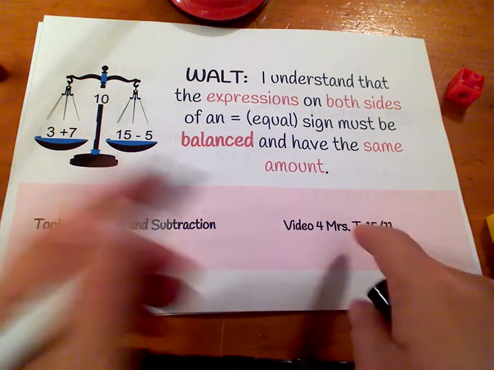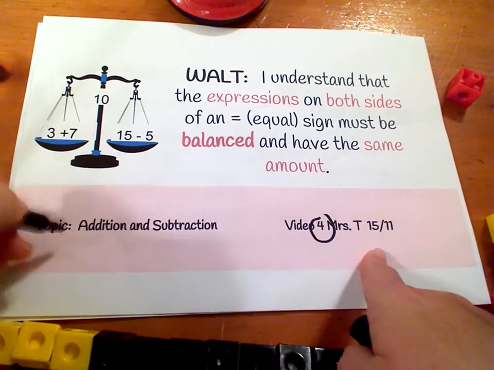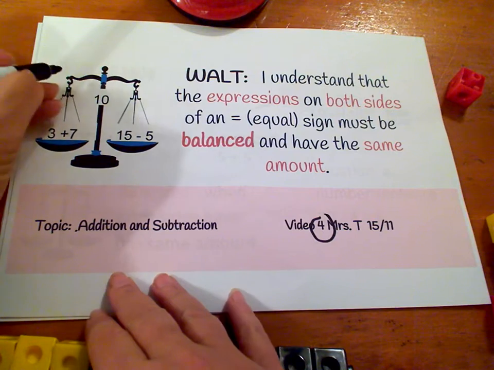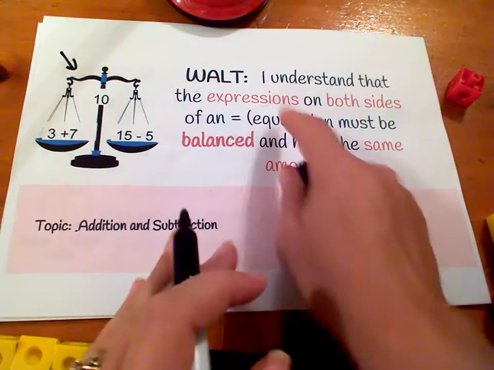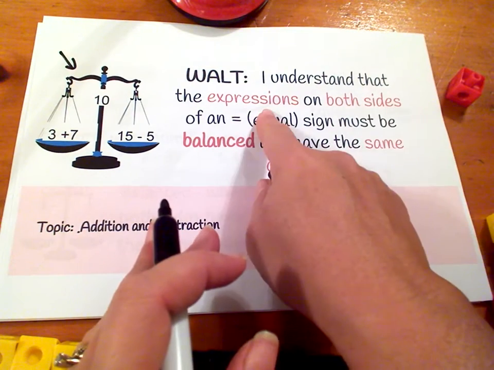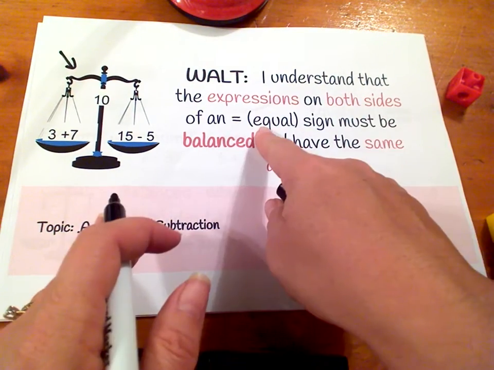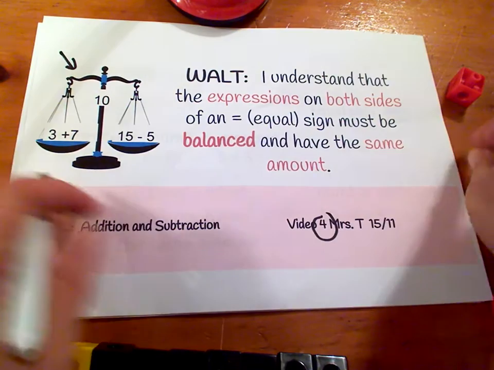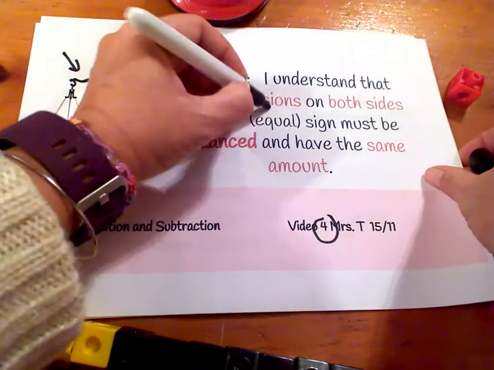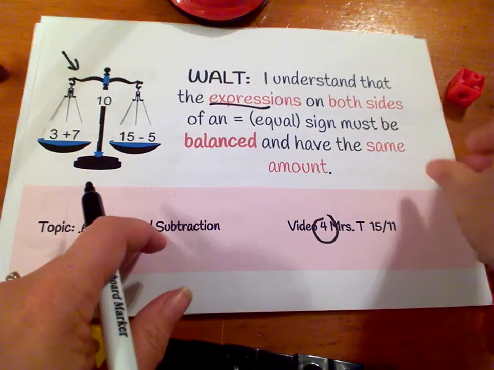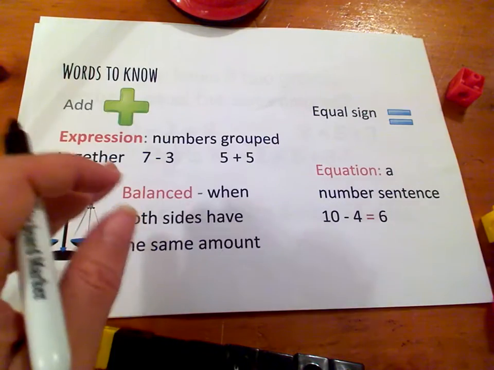All right, this is our fourth video on the topic of addition and subtraction. We are still working with balancing equations. I understand that the expressions on both sides of an equal sign must be balanced and have the same amount. So we'll be working this time with expressions and not equations. So let's take a look.